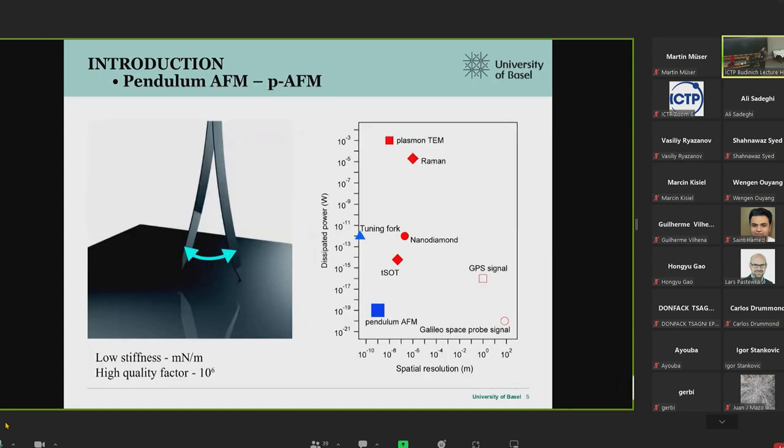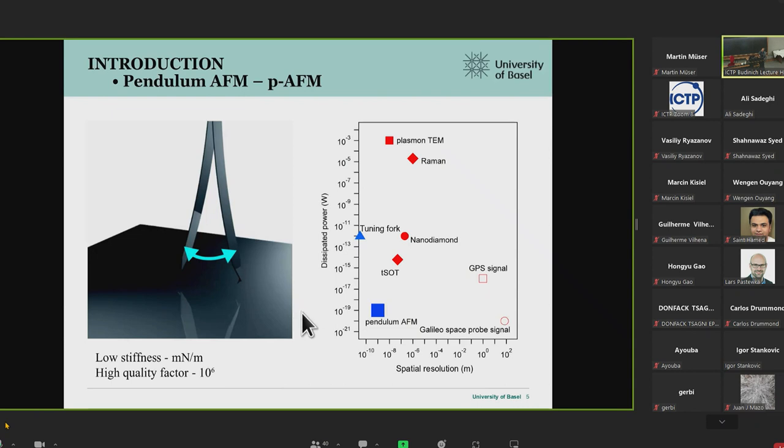Okay, so what is our technique and why is it different from the techniques I showed you before? This is a pendulum force atomic force microscope. It's a cantilever that is suspended like a tiny pendulum over the surface. So it oscillates parallel to the surface. So it shears a tiny vacuum gap between the surface and the tip.